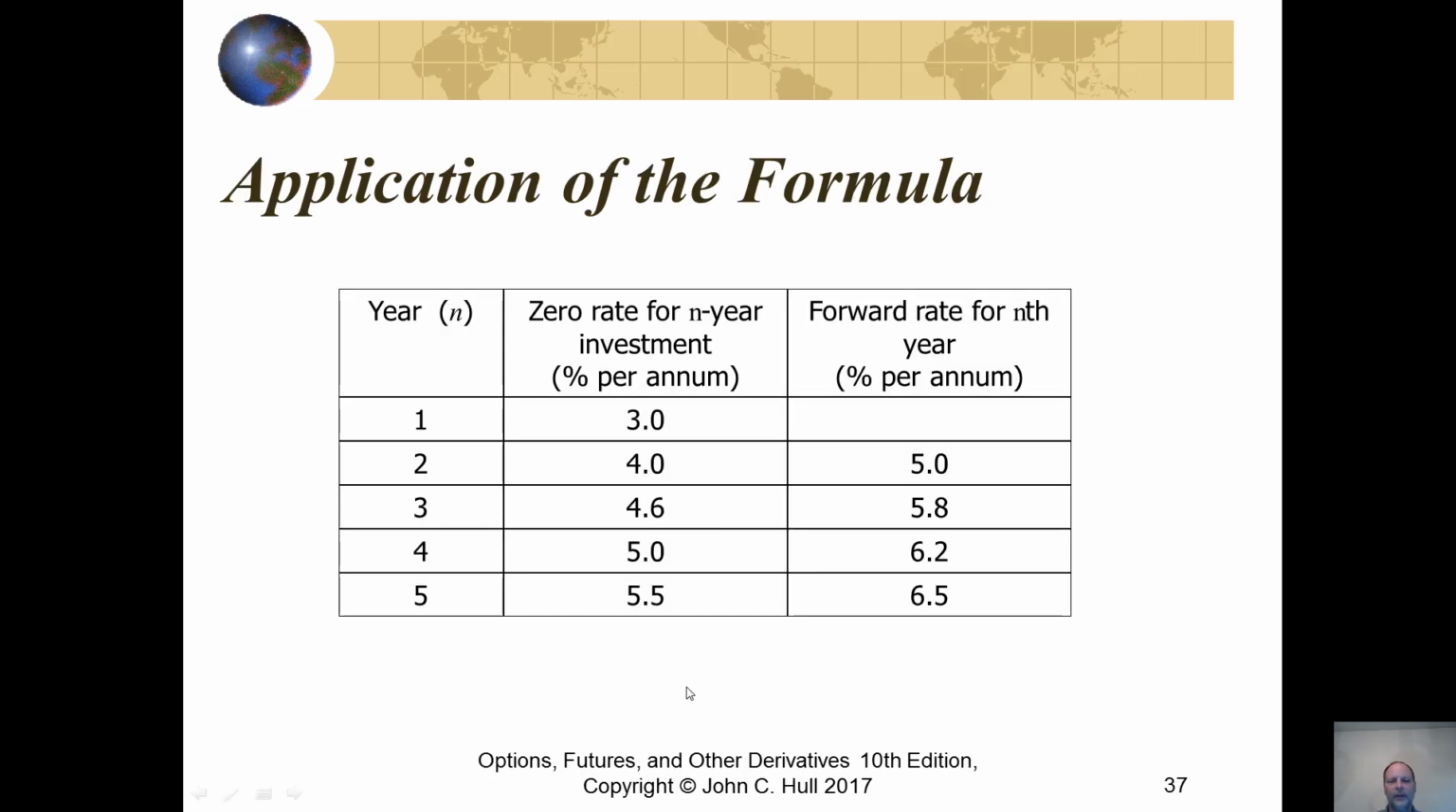Let's consider how to calculate forward rates looking at this example of an upward sloping yield curve. So we have years 1, 2, 3, 4, and 5. Zero rates, like calculated from zero coupon bonds, going upward from 3, 4, 4.6, 5, and 5.5. And then we were wondering, how would you calculate the forward rates?